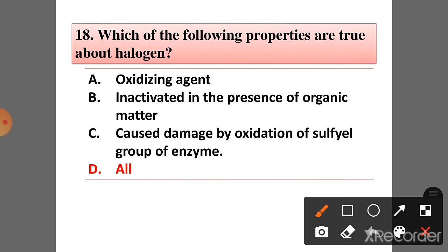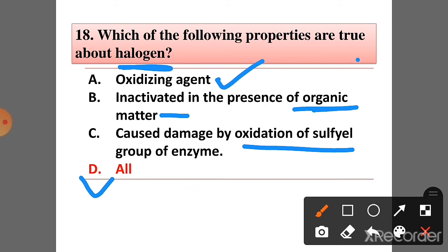Question 18. Which of the following properties are true about halogen? Option D, all. Is a oxidizing agent, inactivated in the presence of organic matter and cause damage by oxidation of sulfide group of enzyme.